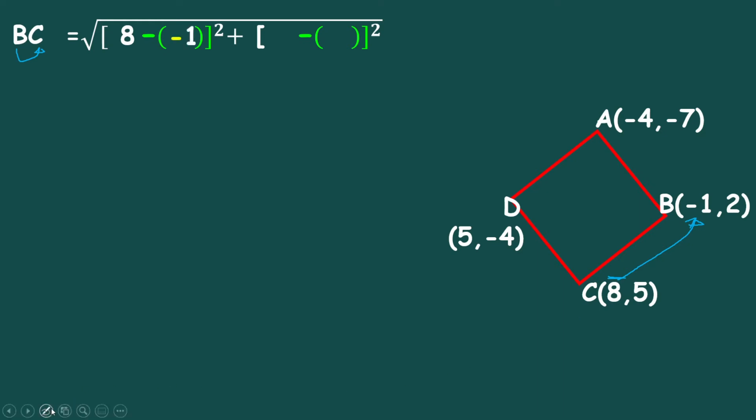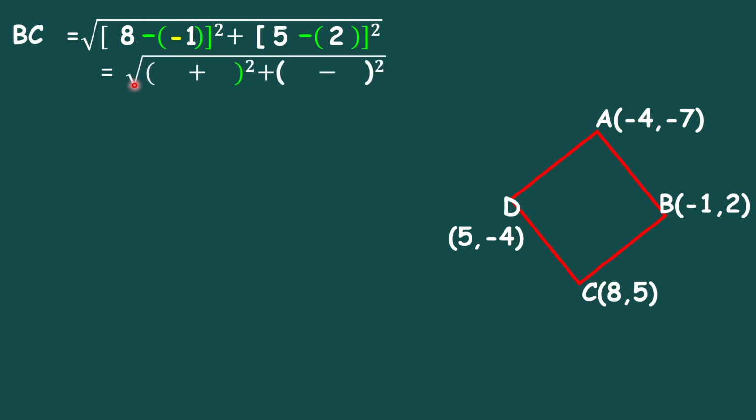Now we take subtraction between their y coordinates. The y coordinate of point C is how much? 5 minus, in brackets, the y coordinate of point B is how much? 2, bracket complete, its square. Now we simplify this. BC is equal to root of 8 as it is. We know that the multiplication of same sign is always positive. Therefore, plus 1 bracket complete, its square plus 5, plus into minus becomes minus 2, its square.